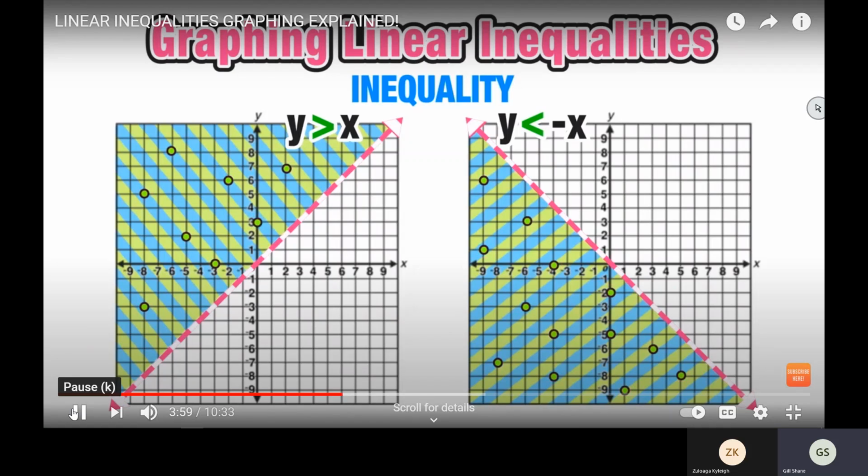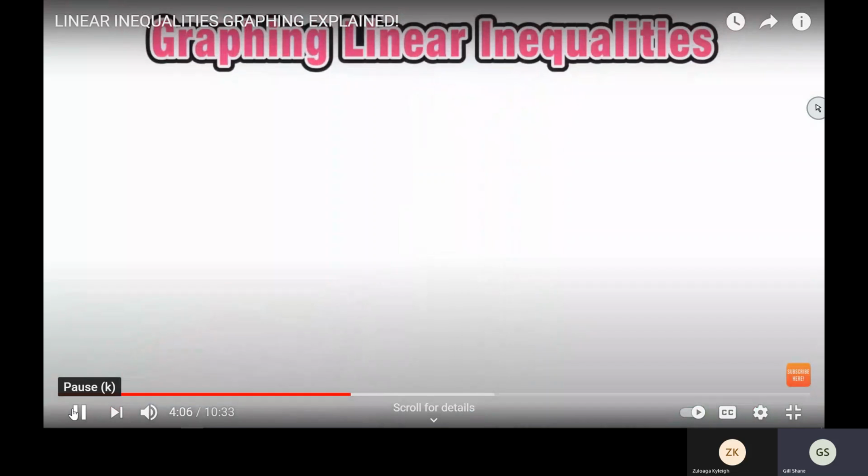In these cases, we'll be using a dashed line to indicate that the points on the line are not included in the solution. So if you're seeing this for the first time, it might be a little confusing. So before we get into any examples, let's just try to clarify here.